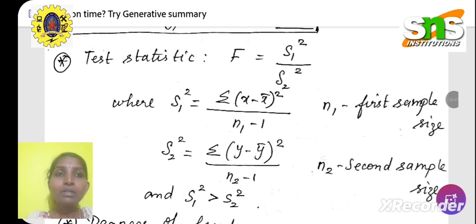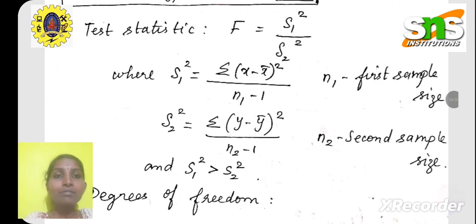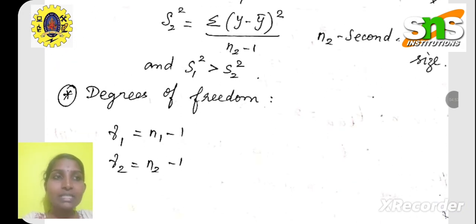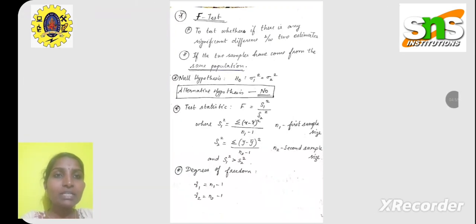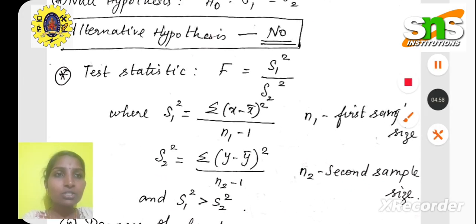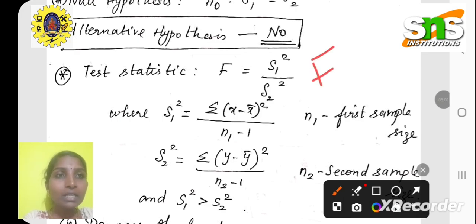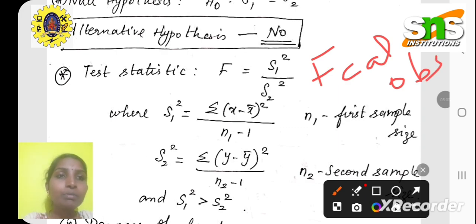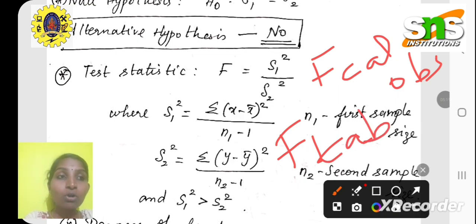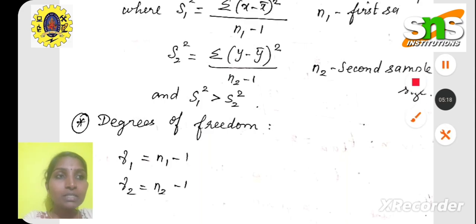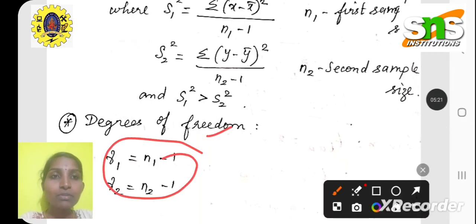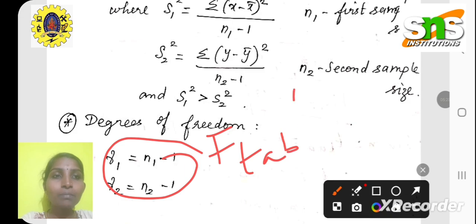Later on, how will we conclude the problem? We will conclude with the help of the test statistic. What will be the test statistic? F is equal to S1 squared by S2 squared. We calculate the F calculated value with the help of the given observations, and later, from the table value, we find F tabulated. According to the degrees of freedom, it is rho 1 comma rho 2. So the F table value is to be found for rho 1 comma rho 2.